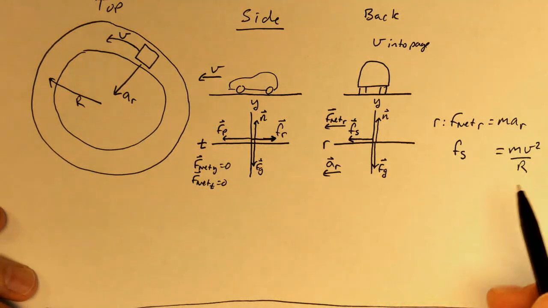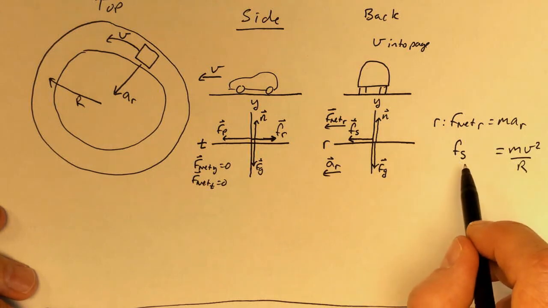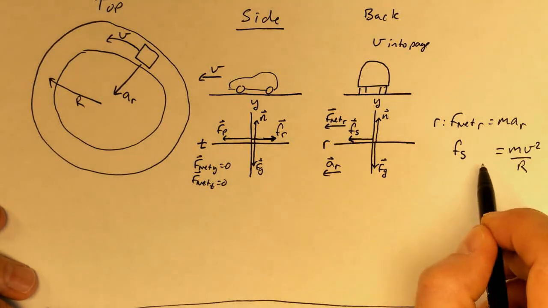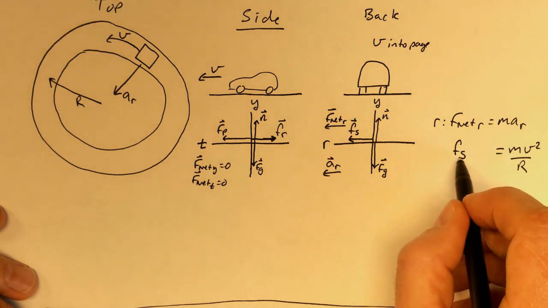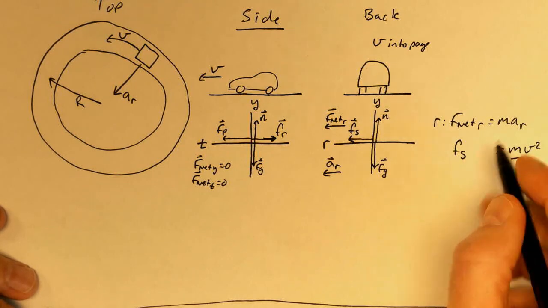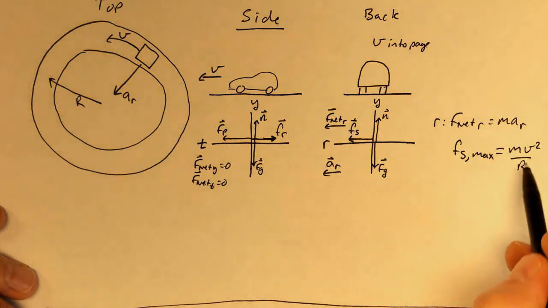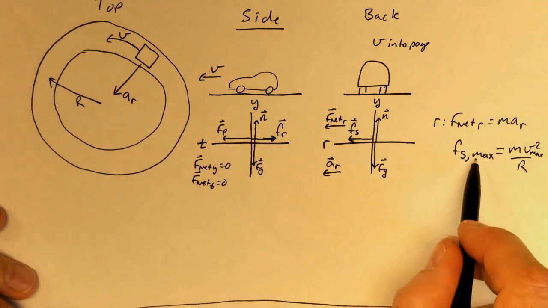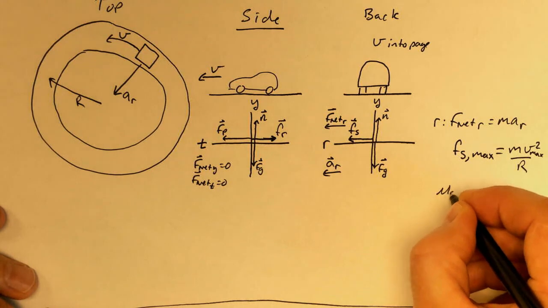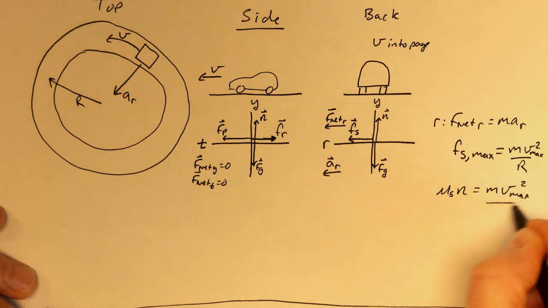Now a cool question here is: what's the maximum speed the car can go without slipping off the road? If I'm asking how fast it can go, that means this static frictional force isn't just a general static frictional force. This is Fs max, and I have an equation for Fs max. So if I'm looking for this maximum velocity that the car can go without slipping, then I can plug in mu s times the normal force equals m v max squared over r.